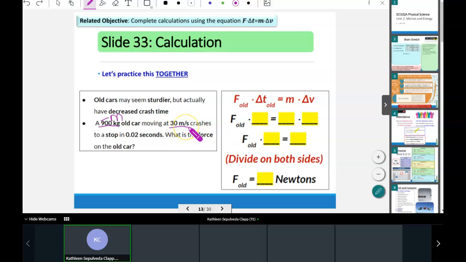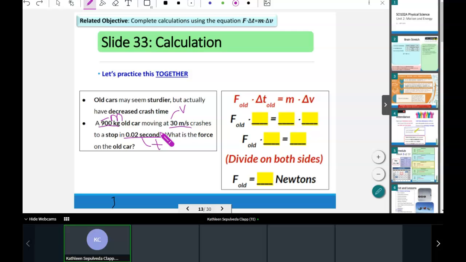Meters per second. Good, Matt. Yes. It's going to be my velocity. Velocity is always going to be meters per second. Whereas when you say 0.02 seconds, seconds alone is going to be my time. When you see seconds alone, it's going to be my time.